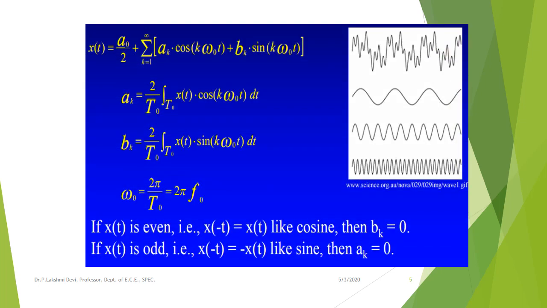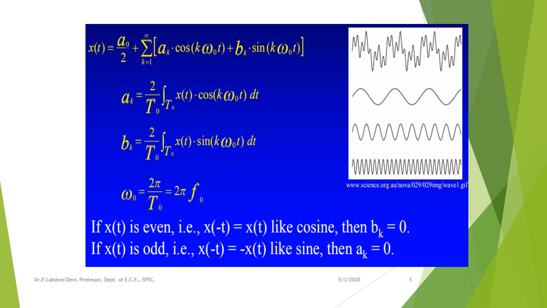So first let us see in what way we denote the Fourier series. x of t is equal to a0 by 2 plus sigma k equals 1 to infinity of ak cos k omega naught t plus bk sin k omega naught t.